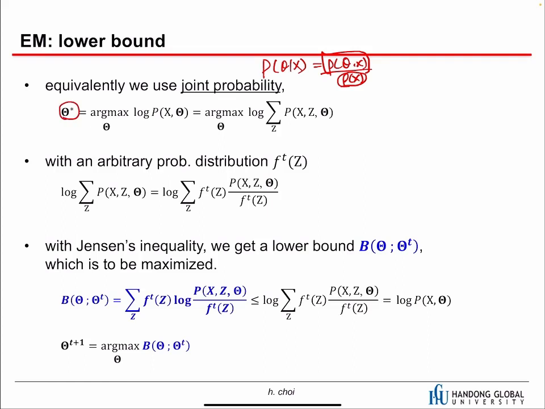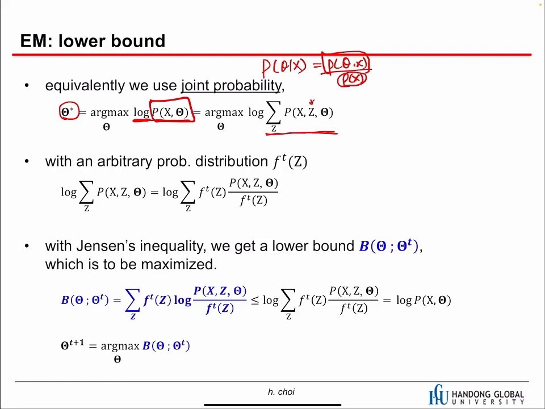And this best parameter will maximize the log probability of x and theta, the joint probability. And as we said, we can apply this log, and in this probability we can put a hidden variable z, and we marginalize z. So this one is exactly the same as this one.